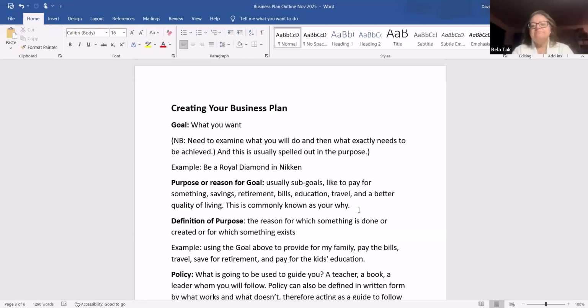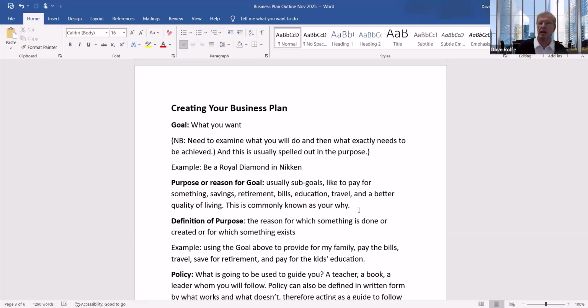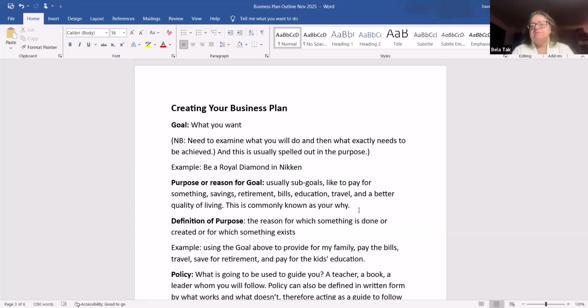So the definition of purpose is the reason for which something is done or created or for which something exists. So I have a goal. I have a purpose. What's that? My purpose is that I want to help others who are caught between the medical system and other alternative methods of healing and who aren't healing, whose life sucks. They don't have a quality of life, which was me. So I want to find people like me and show them the way that Nikin has helped me.